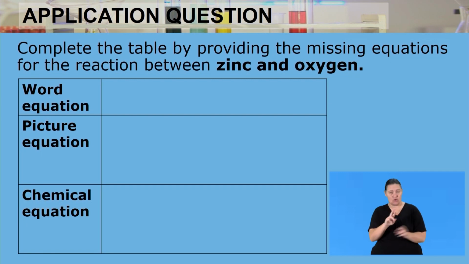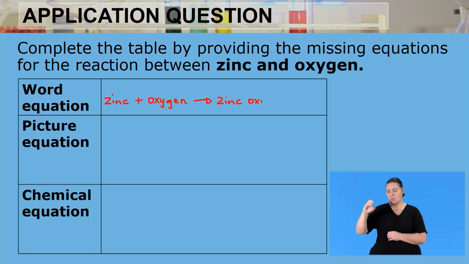So our last question, as you can see, it's a bit complicated because we're not given anything. All we are told is that zinc is going to react with oxygen. So we need to fill in the entire information on this table. The word equation for this reaction will then be zinc reacting with oxygen, reacting to form zinc oxide.